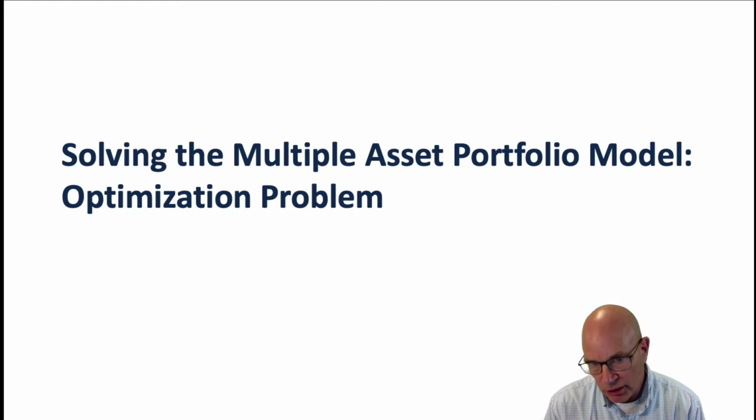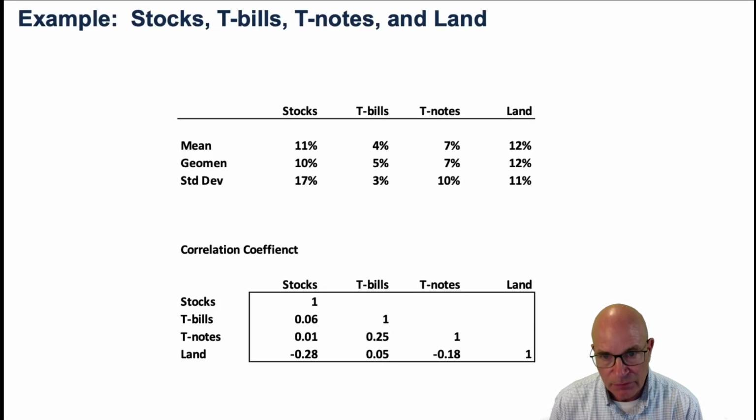Each portfolio on the Markowitz EV frontier is the solution to an optimization problem, and we are going to show that optimization problem in this video, and we're going to demonstrate it in Excel. Again, we are going to demonstrate it with our four assets here: stocks, T-bills, T-notes, and land. You see the expected return, standard deviation, and the correlation coefficients between these assets here.